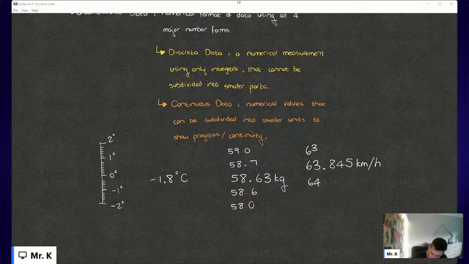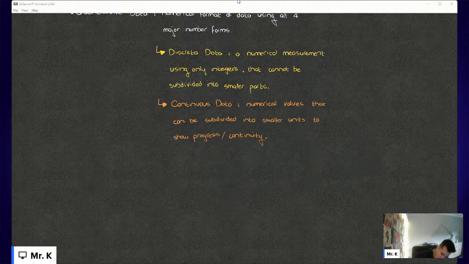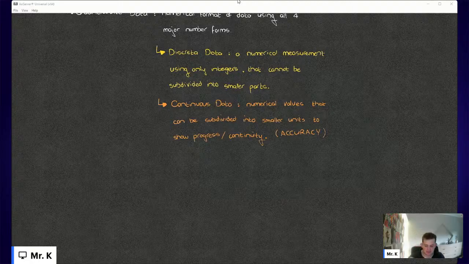And the reason why this is so valuable, grade 8s, is because it gives us accuracy. Okay, in brackets, or somewhere else on your page, just write a note about discrete data being specific but not very accurate. Continuous data, however, what we've just looked at now, allows us to be incredibly specific, right?